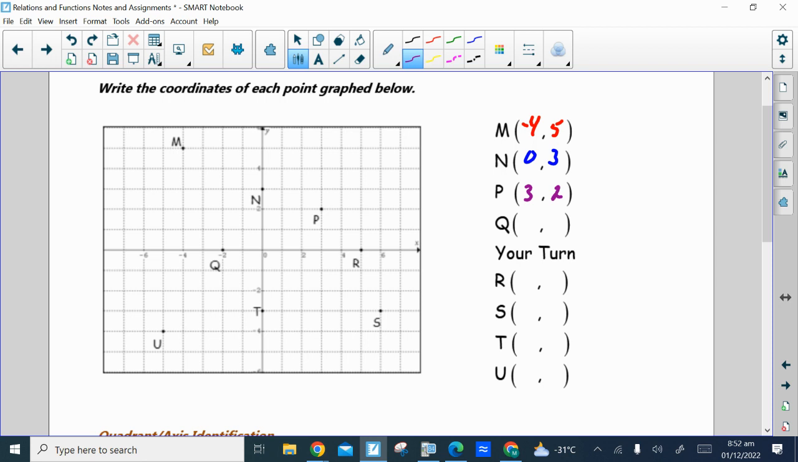What about the last one, Hannah? Agree with that, Kira? Yes, because you're going 2 to the left. That's why x is negative 2. You don't go up or down. And because of that, y is 0. Okay, so write the coordinates of those last 4 points.